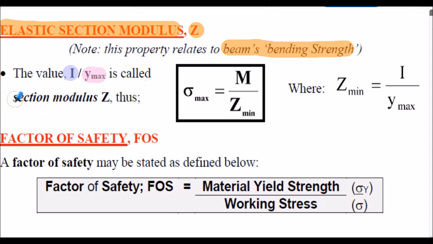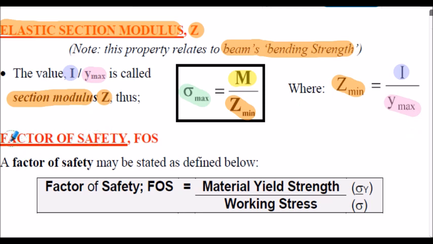And we can use the section modulus value to calculate the bending stress as shown in the bolded box here. The maximum bending stress is equal to the applied bending moment divided by what's termed the minimum section modulus, Z min shown here. That's the second area moment I divided by the Y max.